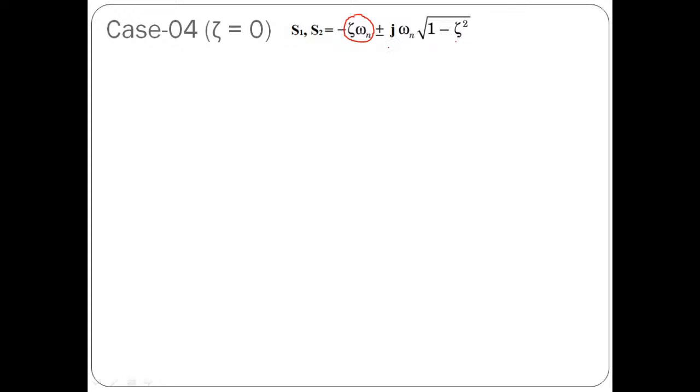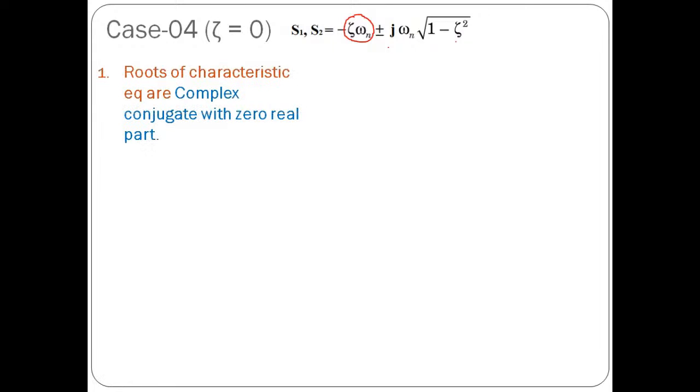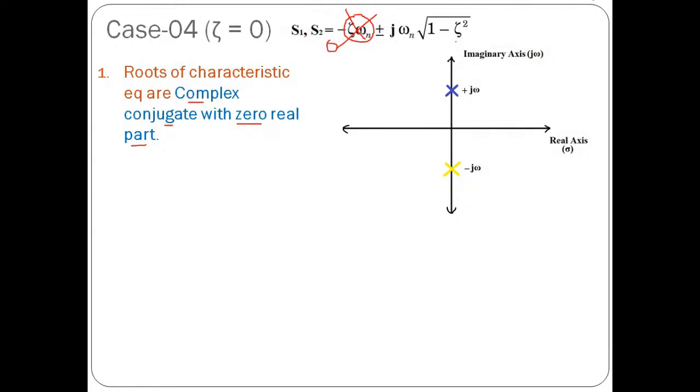That means they don't have a real part. The real part is going to be 0. So in this case, the roots of the characteristic equation, or you can say the poles of the system, are going to be complex conjugate with 0 real part. That is important. They don't have this particular term in the picture. This term is going to be 0. Their locations on the S-plane in the pole-zero plot will be like this. One will be available at plus j omega n, another one at minus j omega n.